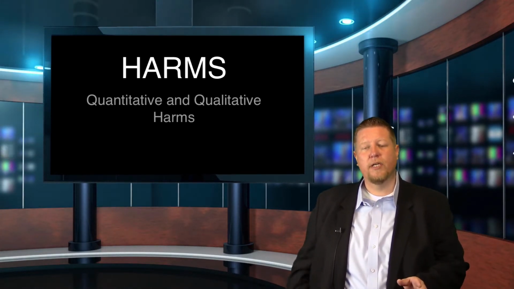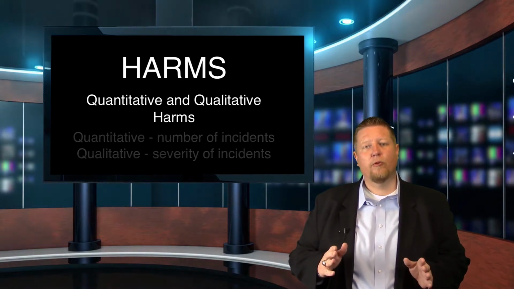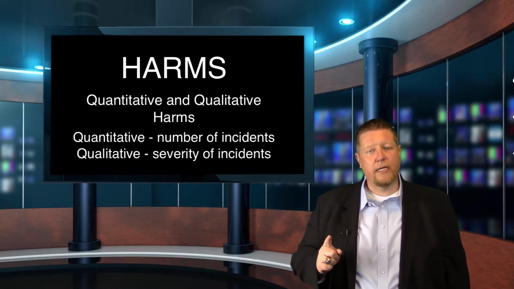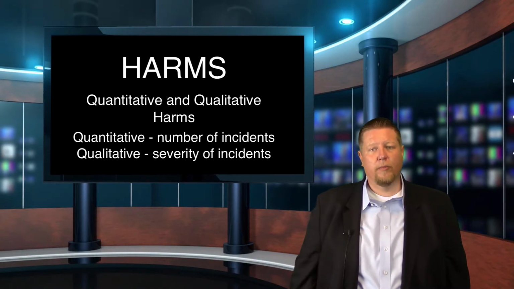There are two ways in which teams can discuss harms: quantitative harms and qualitative harms. These come from the root words quantity, meaning the number of times an undesirable effect happens, and quality, meaning the severity of an undesirable effect.